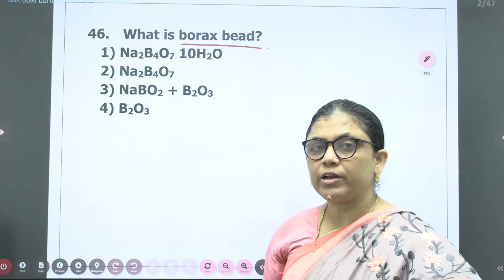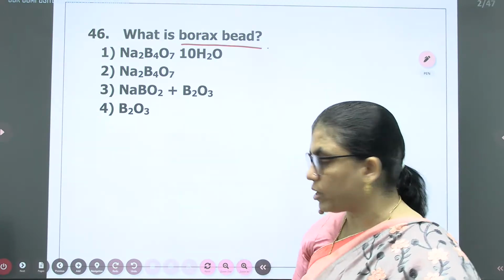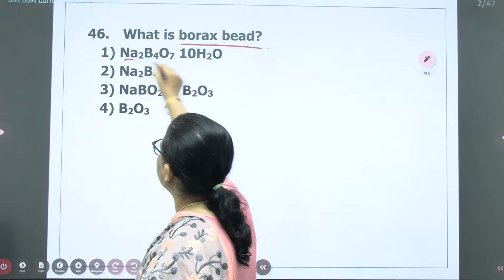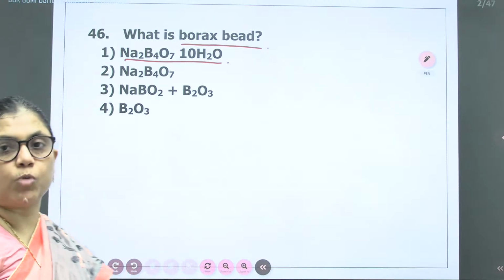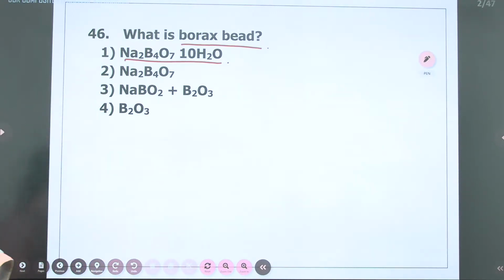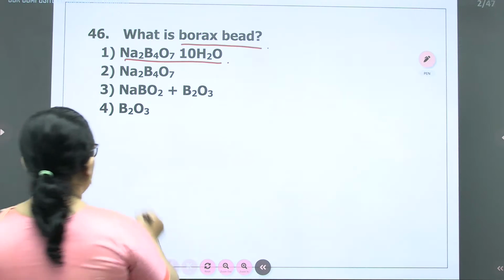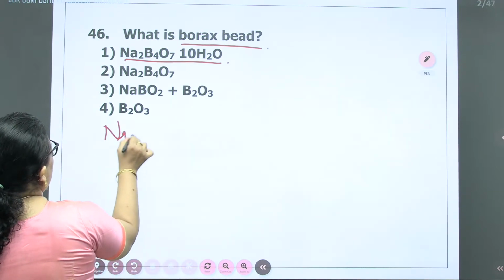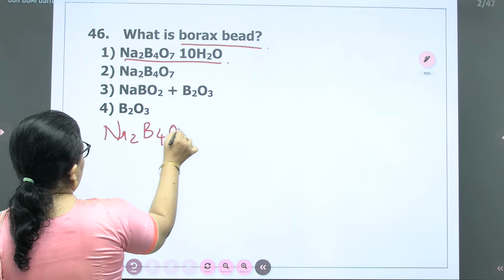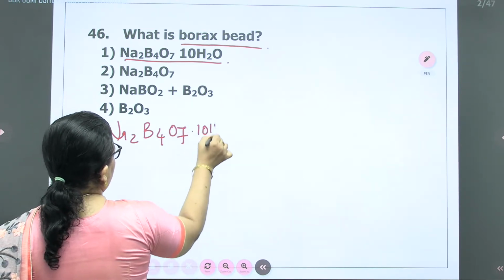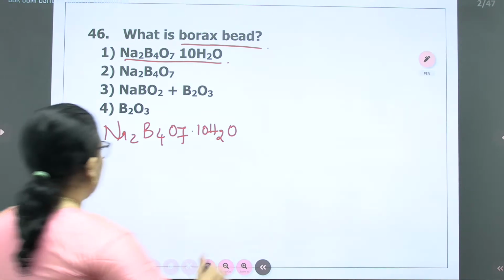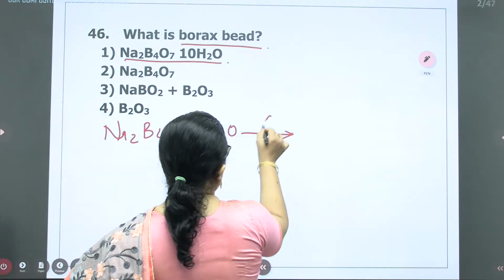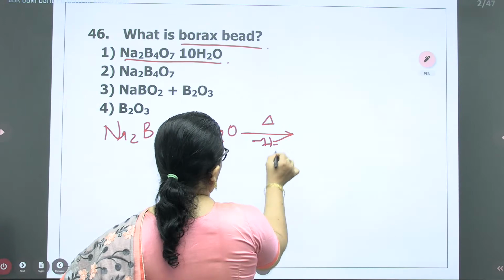We know very well that borax, Na2B4O7·10H2O, is hydrated. When it is heated at a high temperature, it is going to lose its water molecules. It means that it is going to be converted into anhydrous form. When Na2B4O7·10H2O is heated at a high temperature, it loses its water molecules to form what?